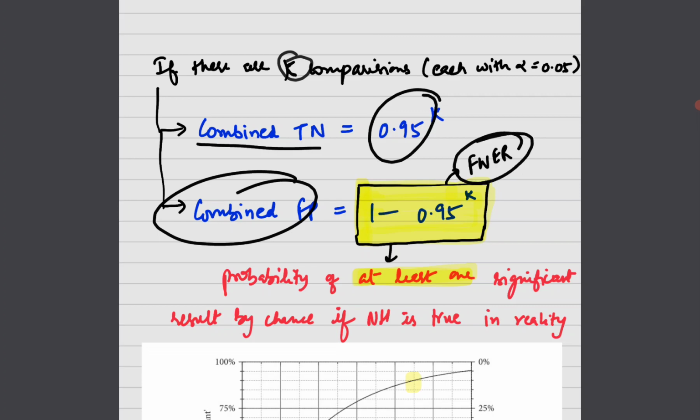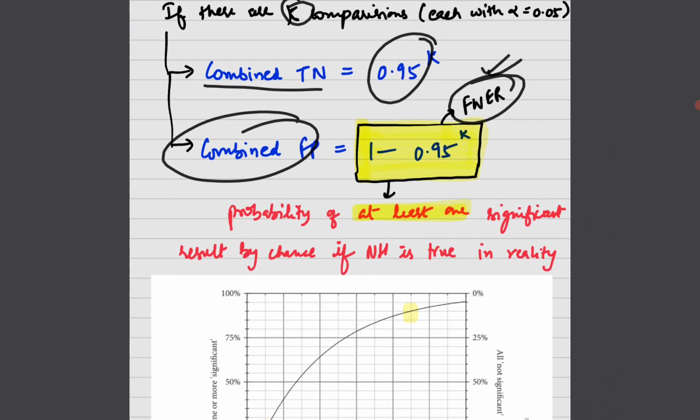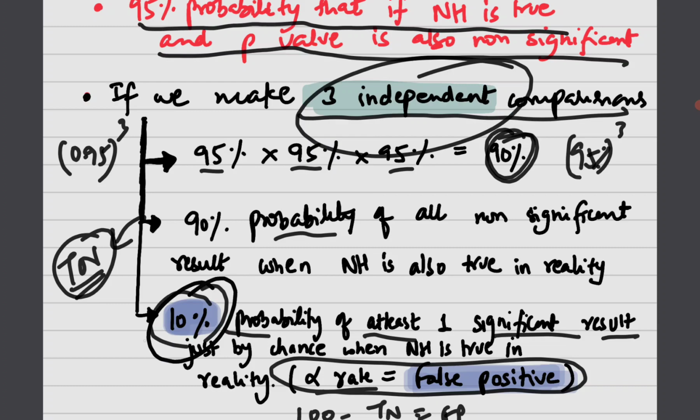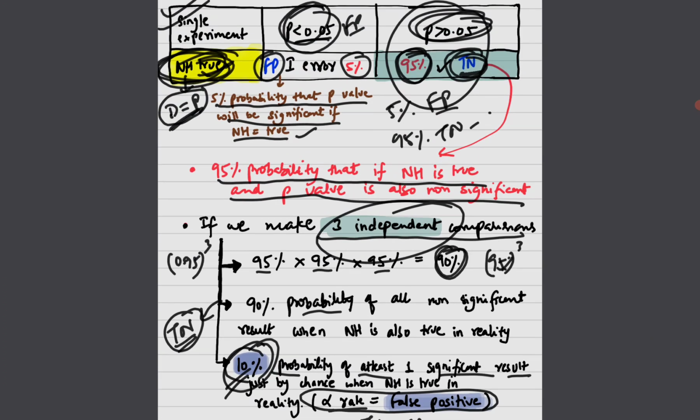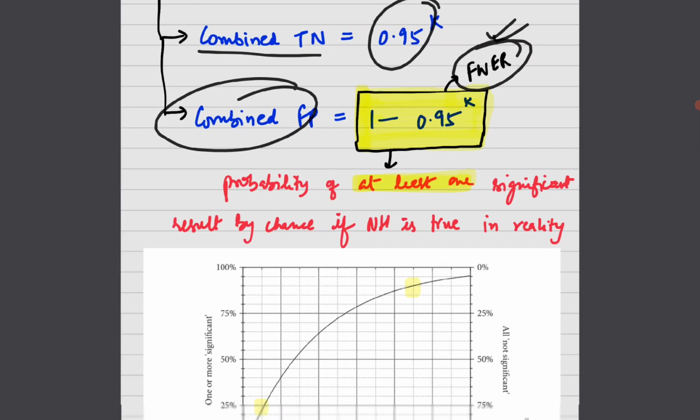So this is basically the combined false positive rate for these multiple comparisons, and it is called family wise error rate. And how to interpret this family wise error rate? As I have told you, in the previous example it was 10%. So it means that there is a 10% probability that at least one out of these three comparisons would give a significant p-value, given that the null hypothesis is true for all the three experiments.